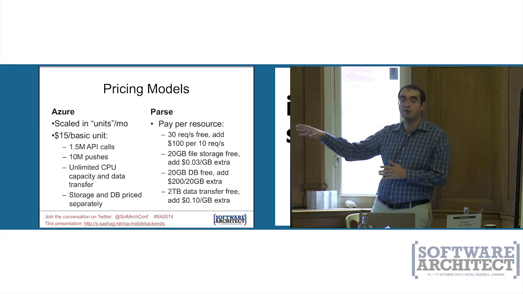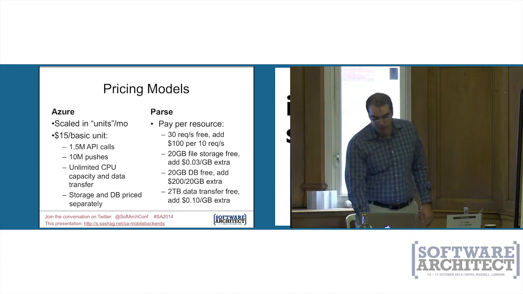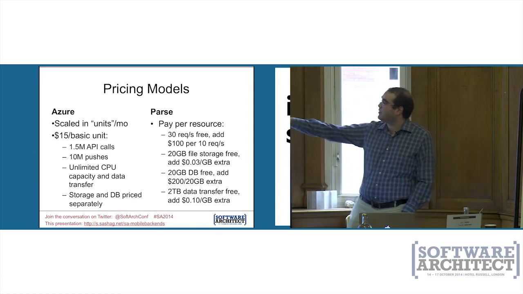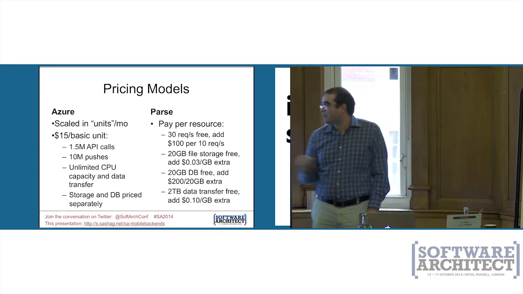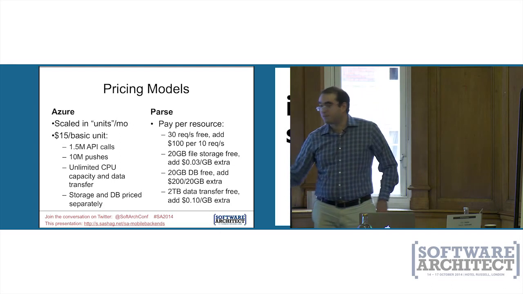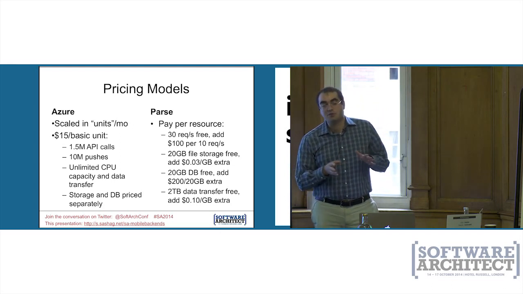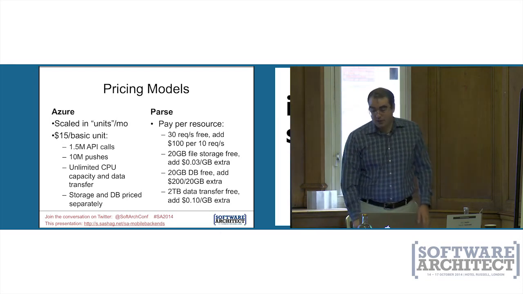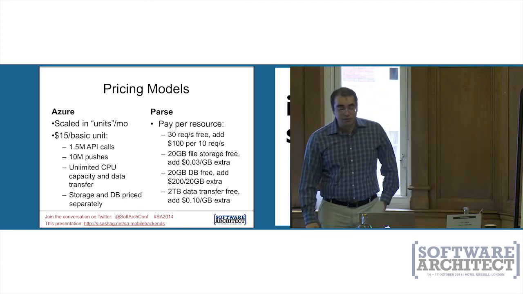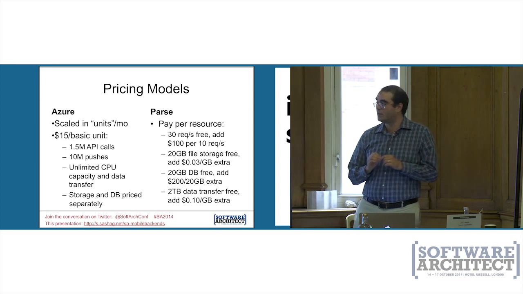So that's one pricing point. The other pricing point, of course, is free. And as you see with Parse, for example, you get a lot for free. So just think about it, 30 requests per second, 20 gigabytes file storage, 20 gigabytes DB, and 2 terabytes of data transfer you get as part of the free tier, no strings attached, which is pretty crazy, actually. So it's definitely easy to get started, and there's a lot you can do with the free tier. As soon as you need more, the pricing is very flexible.